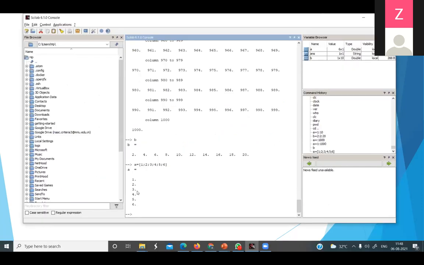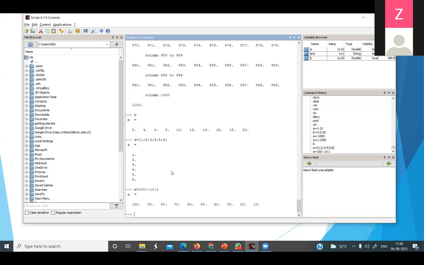Then it's not that I can assign numbers in ascending order only. I can assign numbers in descending order also. A equal to from 100 to 1 with a stepping of minus 10. So from 100 to 10, numbers are assigned with a stepping of minus 10.